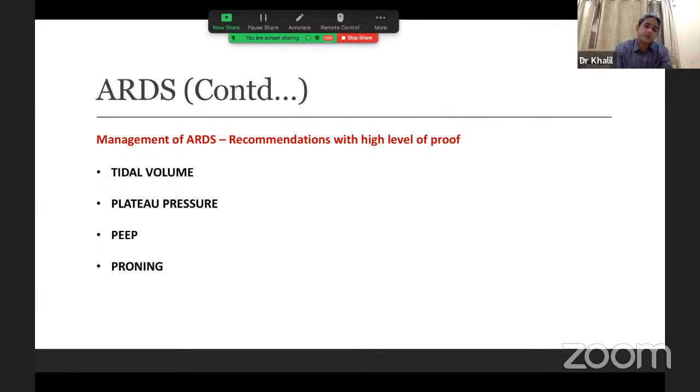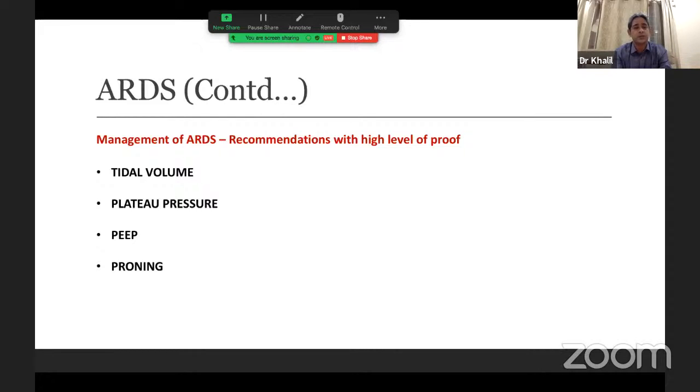Now, the management of ARDS: certain things have a high level of proof with regard to the recommendations. These are the tidal volume, the plateau pressure, PEEP, and proning. We all know we have moved away from the time of ventilating children with high tidal volumes of 10 to 12 ml per kg, because such high tidal volume has led to complications, and it has led to what we call VILI, which is ventilator-induced lung injury.